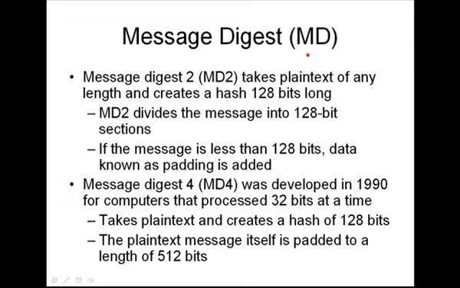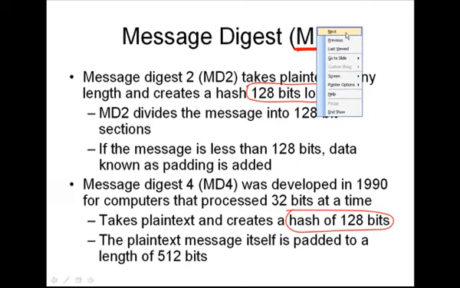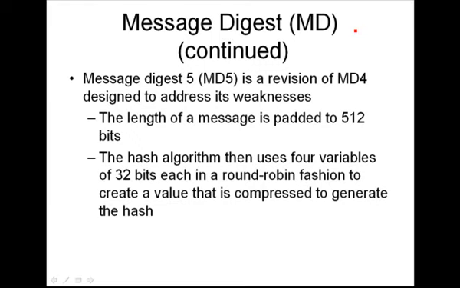Let's briefly go over a couple of the popular hashing functions. There's a family of functions called message digests, abbreviated MD. I'm not going to go over every one of these. The big thing about message digest is it produces a hash that's 128 bits long. That's MD2, that's MD4. Now, there was some little issue with MD4, so MD5 was a revision of this. This is also 128 bits.